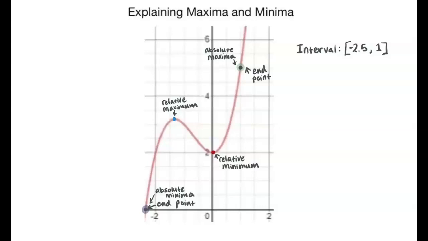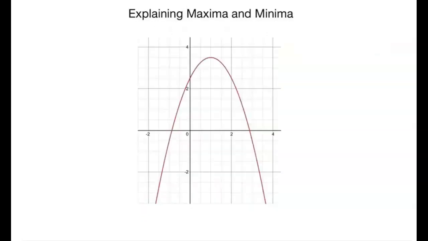Can there be an absolute minima or maxima at a point that is not an endpoint? Yes, let's look at an example of a graph where this occurs. We can see here that the graph increases to a maximum y value of 3.5 and then decreases again. Remember that when we have a graph like this one, we consider it to have no endpoints. When we describe this graph, we say that there is an absolute maximum at x equals 1 and that there is no absolute minimum, no relative maximum, and no relative minimum.